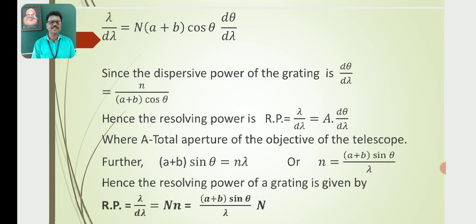Further, we know that (A+B)sinθ is equal to nλ, then n is equal to (A+B)sinθ/λ. Then the resolving power λ/dλ is equal to nN, where small n can be replaced by (A+B)sinθ/λ. So the resolving power is equal to (A+B)sinθ/λ into N. This is another expression for the resolving power of the diffraction grating.